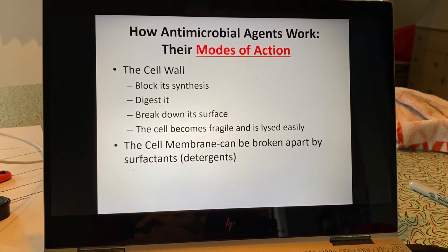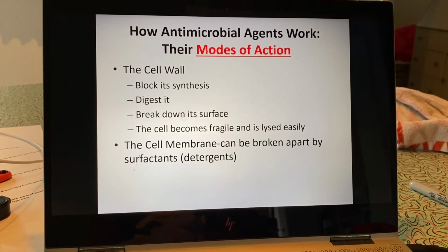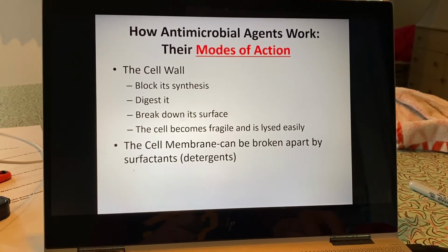So a surfactant is basically a detergent. Every time you do laundry and put in Tide or whatever you use, you are using a surfactant to break up stains and remove dirt from your clothing.